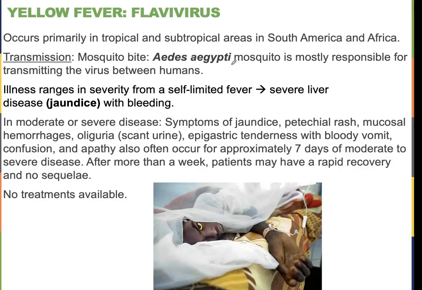And the illness for yellow fever can be anything from a self-limiting fever to severe jaundice with bleeding. So that jaundice is what gives it the name, right? You can see this patient here with very yellow eye whites. Petechial rash, this just means a rash that is sort of spotted. You can have hemorrhaging, and so on and so forth, right? Confusion, apathy. And so basically people can get over this. Patients have a rapid recovery and no sequelae, so no long-term effects. There's no treatments available for yellow fever.